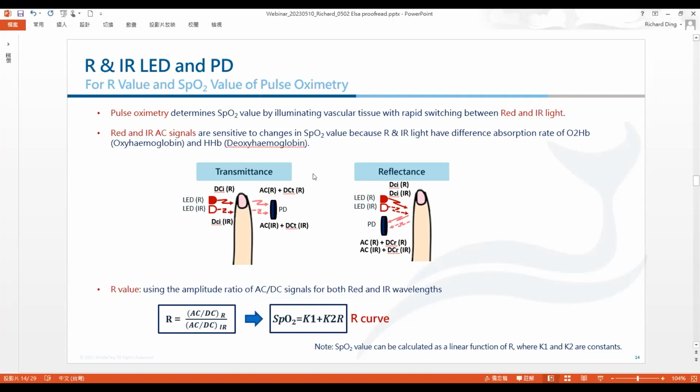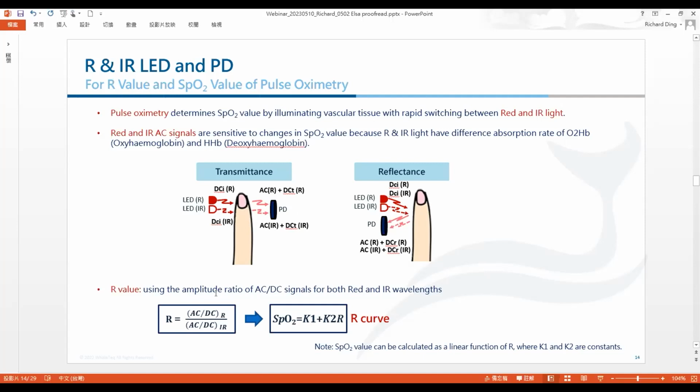Okay, so when the hemoglobin has oxygen and when it is deoxygenated, that means the red and the infrared will have a different absorption rate. So the output, except the volume change, has another change from the hemoglobin oxygen. Okay, so the AC and the DC level is different from the green light here. But both red and the infrared have different AC and DC levels here. Reflectance type is the same, okay, with different red and the infrared DC and AC.